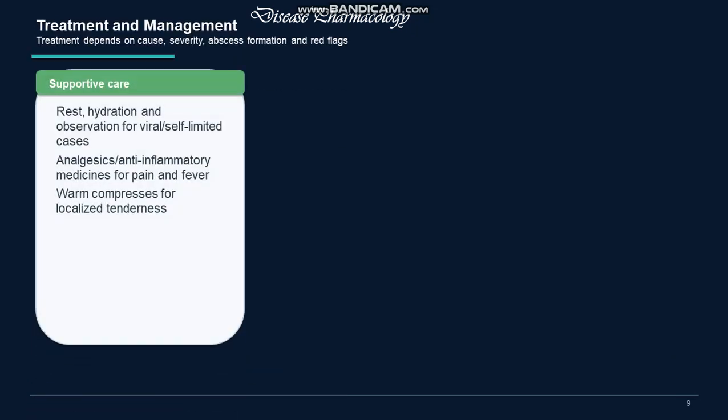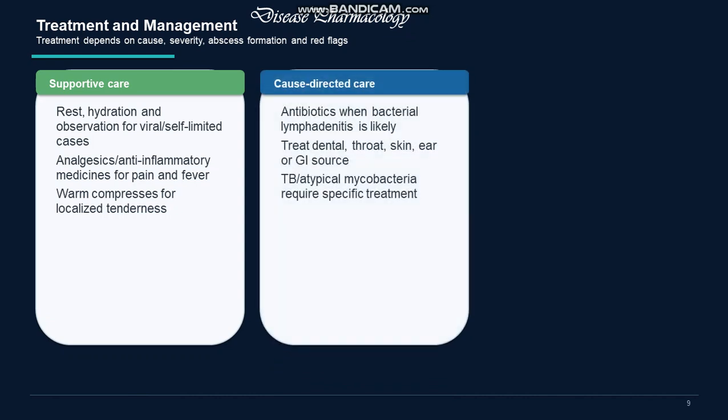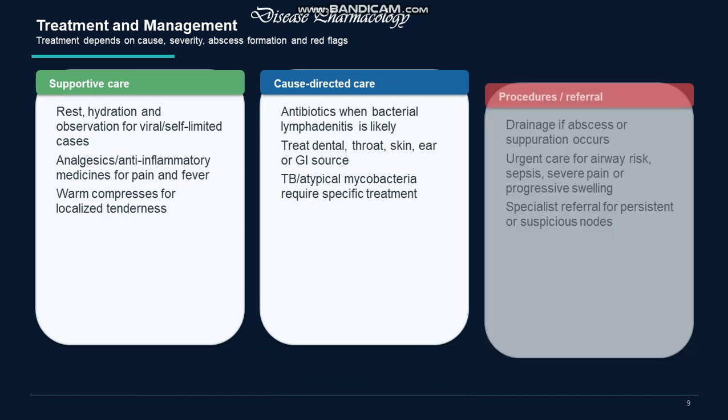Treatment: supportive care, rest, hydration, analgesic anti-inflammatory drugs, and warm compresses for localized tenderness. Cause-directed care: antibiotics if bacterial lymphadenitis is likely. Treat dental, throat, skin, ear, or GI sources. TB and atypical mycobacteria require specific treatment.